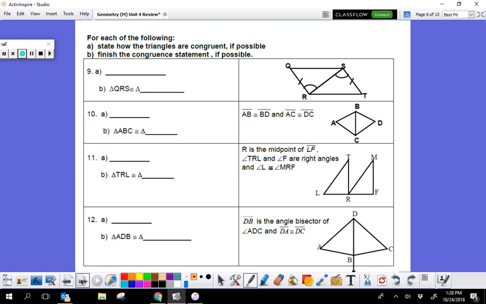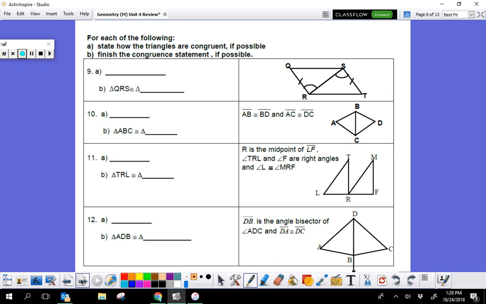Okay, for here it says, for each of the following, state how the triangles are congruent if possible. Finish the congruent statement if possible. So here is where we're trying to decide if we can use SSS or ASA, SAS, hypotenuse leg, AAS. Remember the two that we cannot use are ASS and AAA.